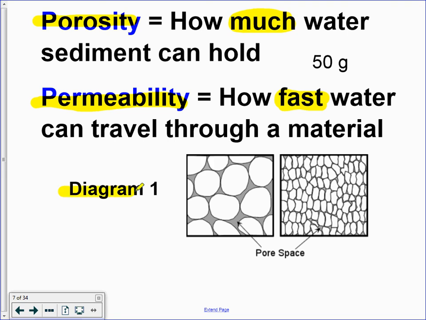In diagram 1, I can't remember if I already put this one on there for you. In diagram 1, you should have a picture of pore spaces. The size and the amount of pore spaces will determine how fast and how much water can get through a substance. So if you think about it, a pile of gravel, water's going to travel through that a whole lot faster than a pile of sand because they're little tiny pore spaces.